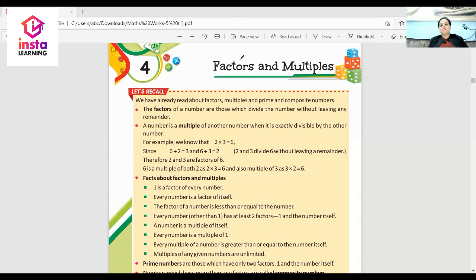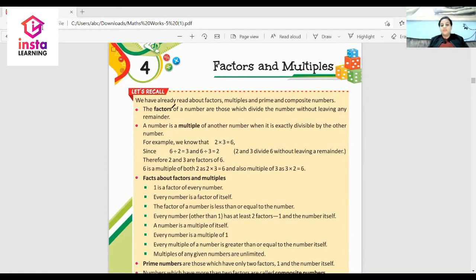Today, your maths teacher, Aarti Kalra, is going to teach you chapter number 4, Factors and Multiples. As you know, you have already read about factors, multiples, and prime and composite numbers in class 4th also. So first of all, we will recall what we have already done.